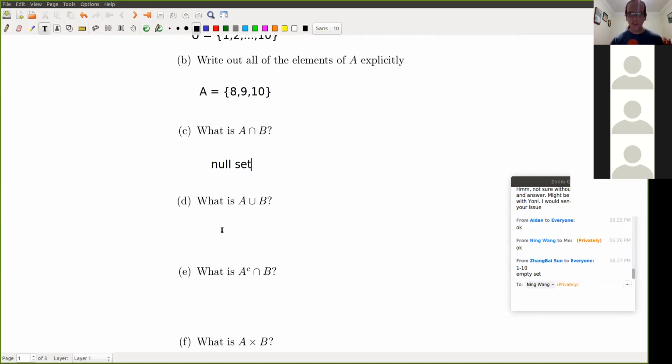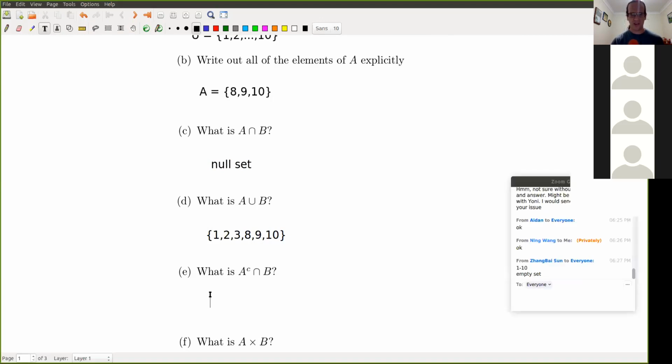So what is the union of A and B? That should be the set that contains 1, 2, 3, that's B, and A is 8, 9, 10.